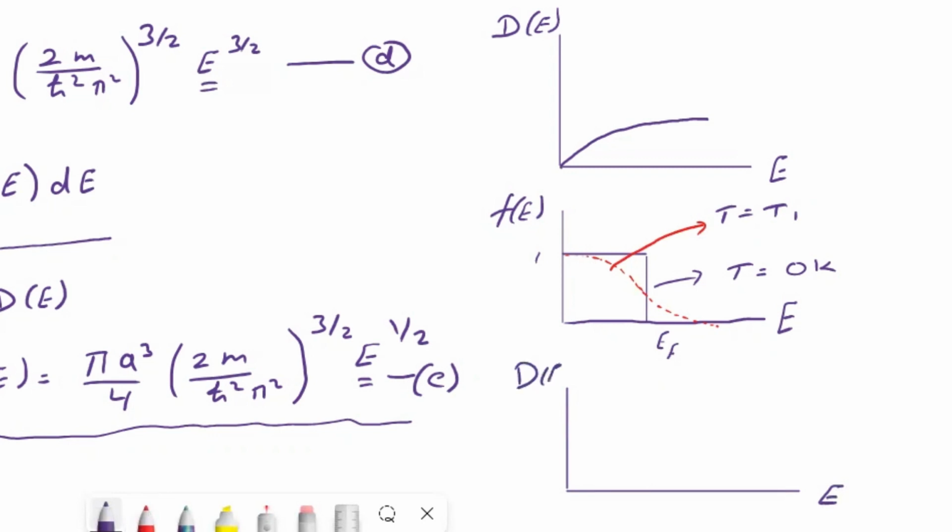Multiplication of E times 9/2. How will it look? It will be something like this, and then equal to 0 for T equal to 0 Kelvin. And for other temperatures, this will be like this, and then the variation.